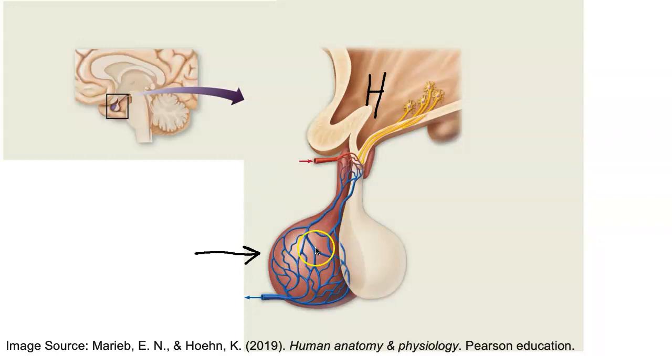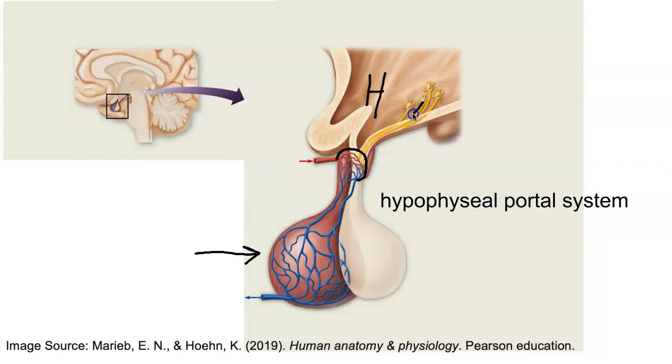And so even though the anterior pituitary is very close to the hypothalamus, the only way that the hypothalamus has to exert control over the anterior pituitary is this anatomic connection of the blood supply. So we can see this is the hypophyseal portal system. It's a capillary bed that is in the hypothalamus.